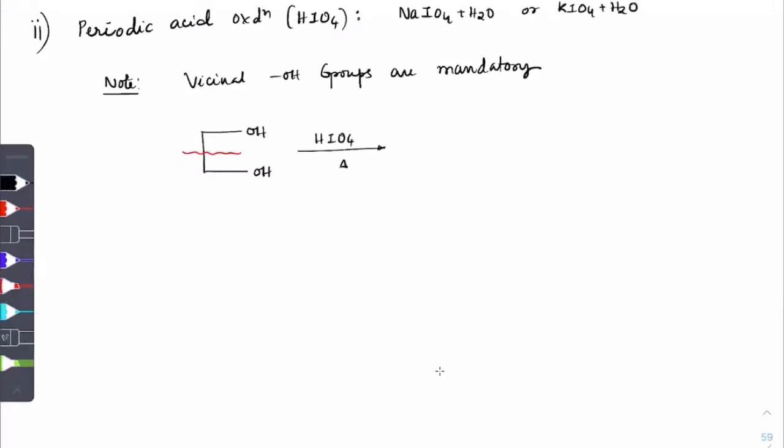HIO4, normally we usually warm this reaction. In the presence of this HIO4 and water, you break the bond. Just learn the strategy of how to do the work here: give one OH to the above carbon and give one OH to the below carbon.